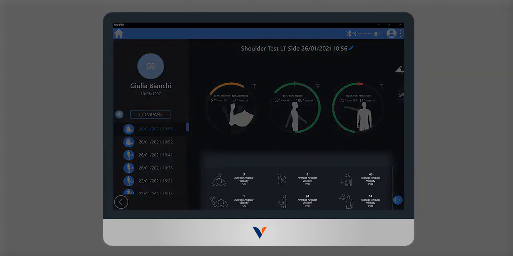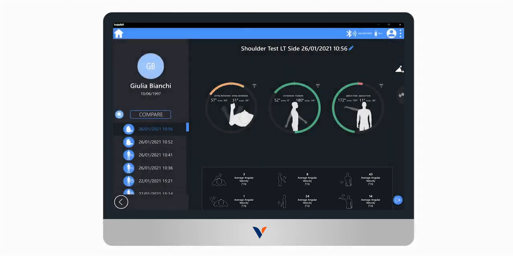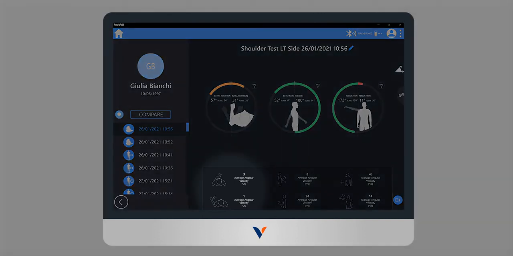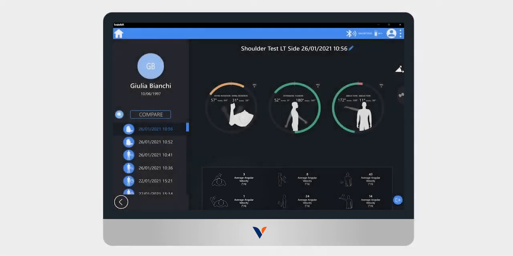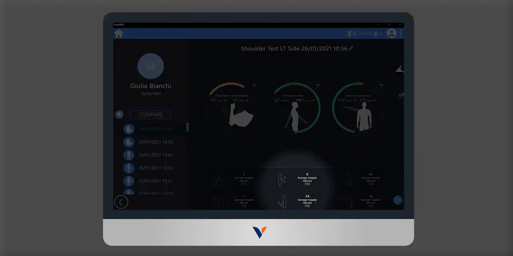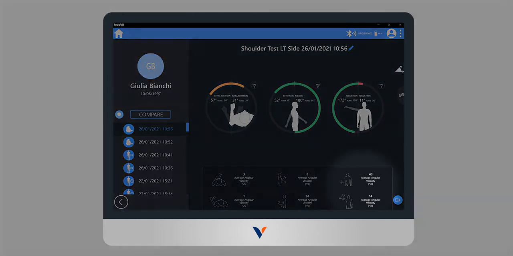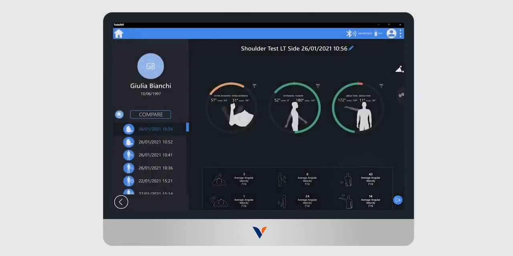In the box below, we can see the average angular velocity measured in degrees per second in 3 directions of movement. In particular, we have the speed of right rotation, left rotation, flexion, extension, abduction, and adduction, thus having available an important clinical parameter that allows us to evaluate the quality of movement.